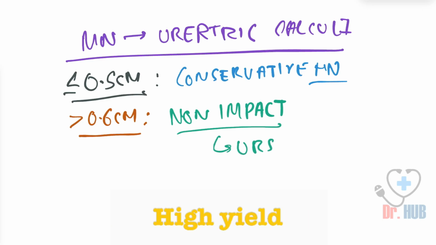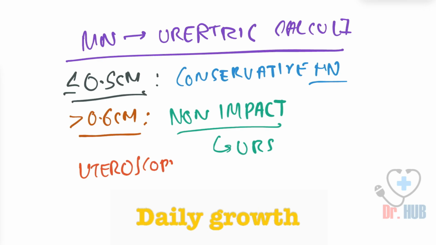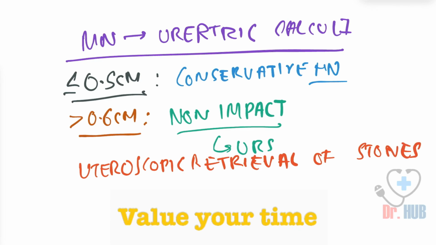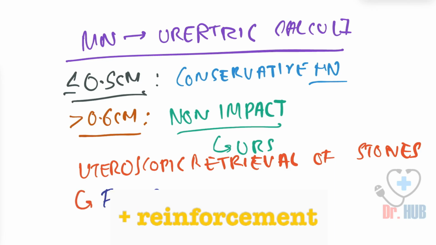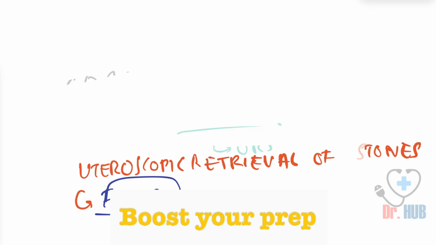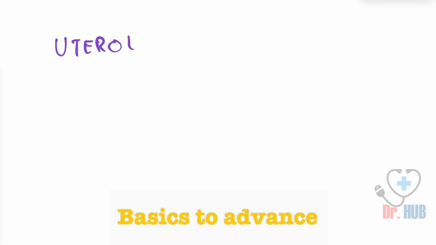What is this URS? URS is the ureteroscopic retrieval of the stones. So this is done. Next, if the URS fails, then we move on to the ureterolithotomy.